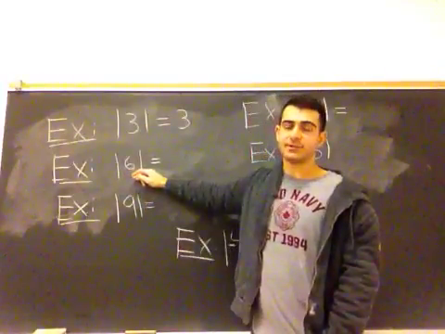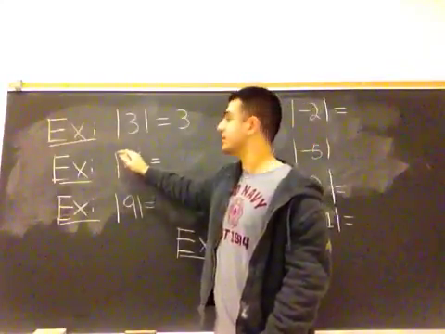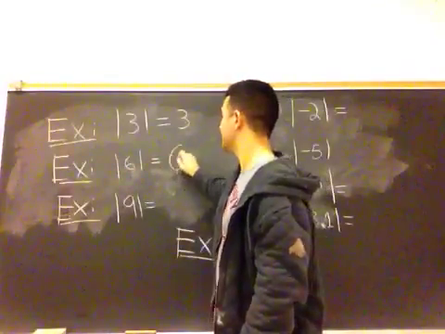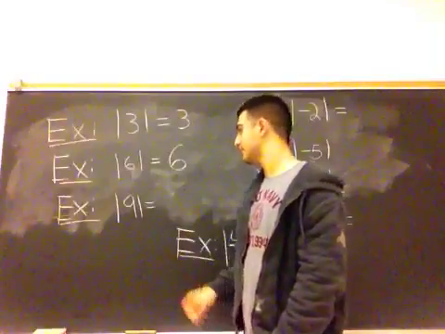Example 2, what is the absolute value of 6? So just take what that number is, get rid of the sign, and then write the answer here. So that would be 6. What is the absolute value of 9? That would be 9.